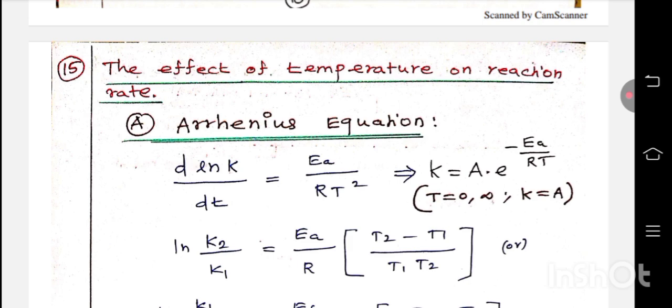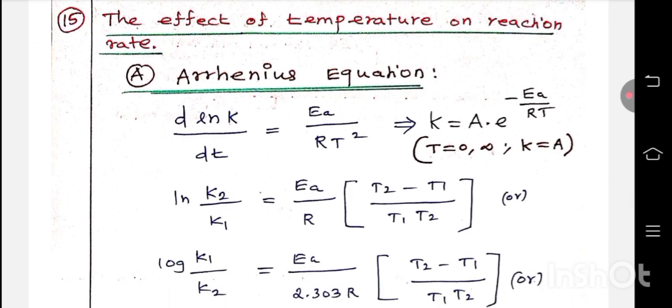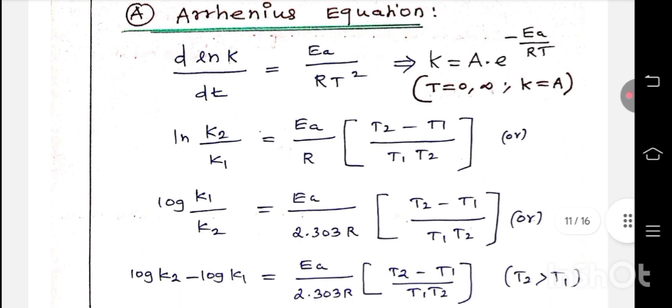First Arrhenius equation. The Arrhenius equation: d ln k divided by dt equal to EA by RT square. The exponential form: K equal to A into e power minus EA by RT. K is the rate constant, A frequency factor, EA activation energy, R gas constant, T temperature. When T is 0 or infinity, K is always equal to the frequency factor A. The ln K2 by K1 equal to EA by R.